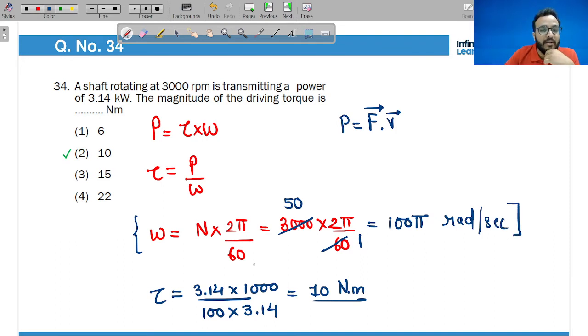So multiply by 2 pi by 60, do it, and the answer comes out to be 100 pi, right? And then finally put it, power upon angular speed. Now it is given 3.14 kilowatts. So write down 1000 also here, right? And we can write 100 pi as 100 into 3.14. So this 3.14 and 3.14 will get cancelled, and your answer comes out to be 10 Newton meter.